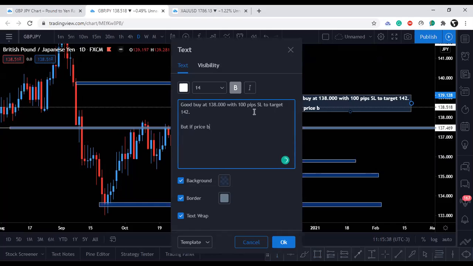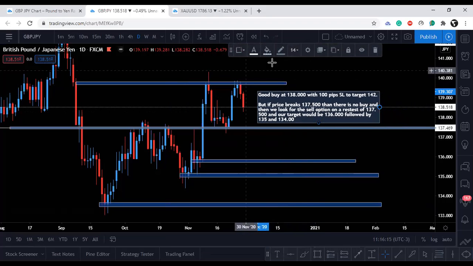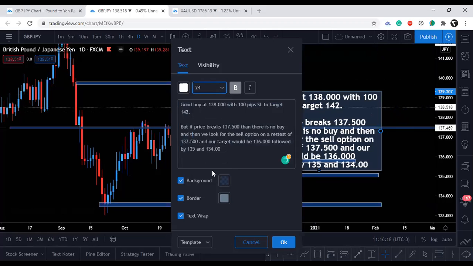But if price breaks 137,500, then there is no buy, and then we look for the sell option on a retest of 137,500, and our target would be 136, followed by 135, 134. So this is the whole theory of our analysis, both buy and sell options.